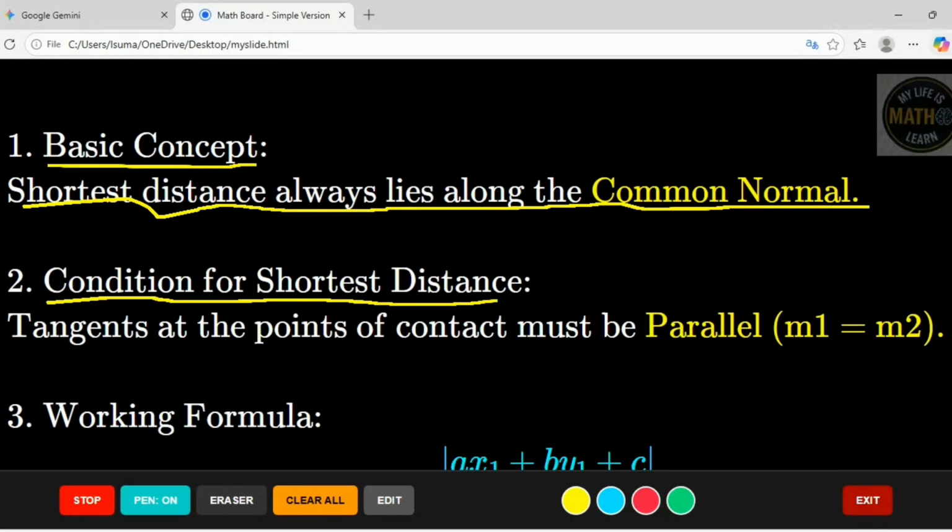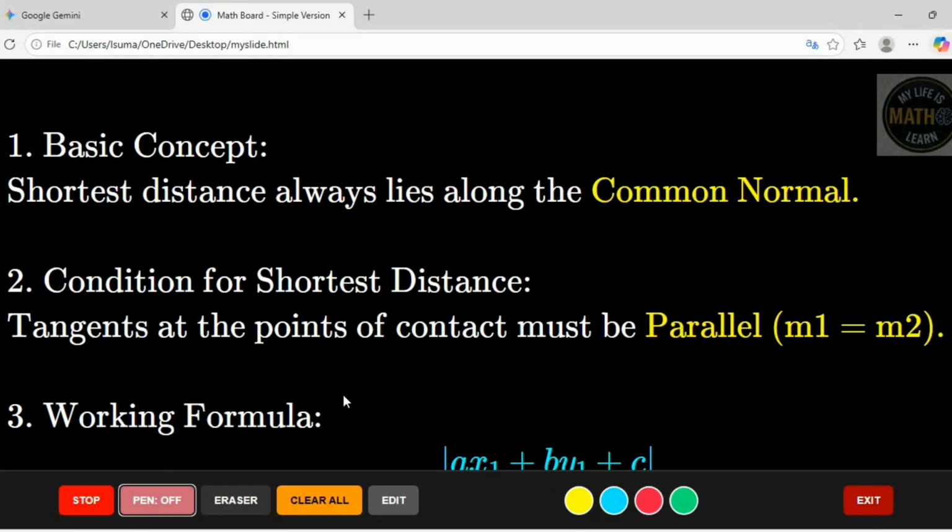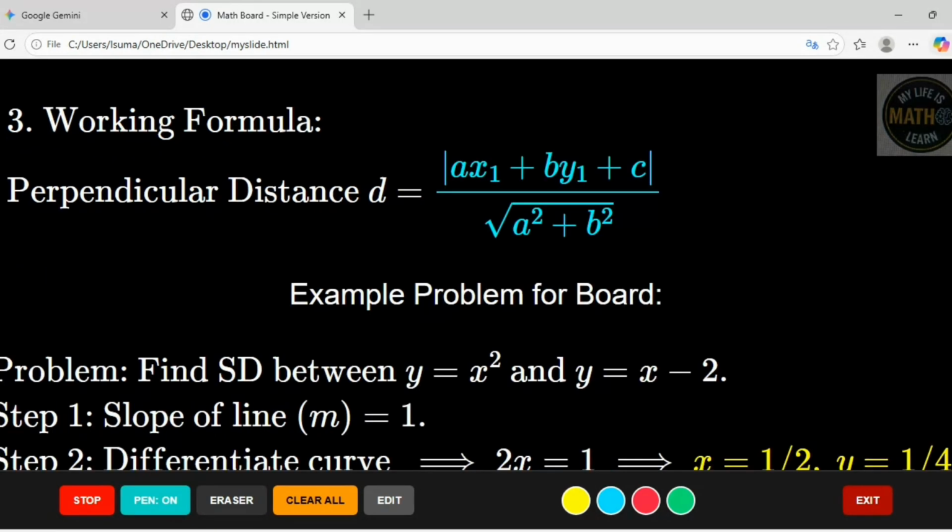Condition for shortest distance: the tangent at the point of contact must be parallel to the line, so m1 is equal to m2. Working formula: it is the distance between a point and a line. What is the formula for the distance between a line and a point? The perpendicular distance d is equal to |ax1 + by1 + c| divided by the square root of a squared plus b squared. So it is the point-to-line distance formula.